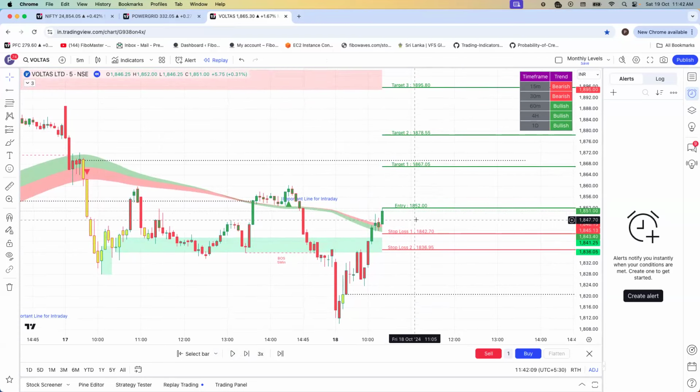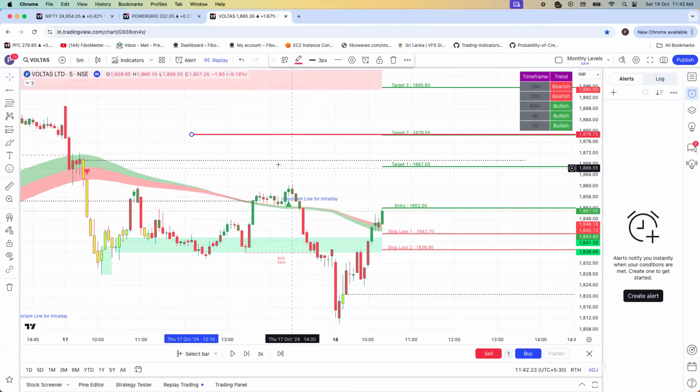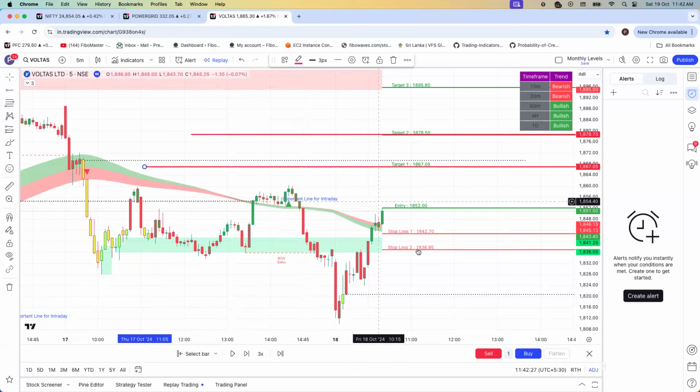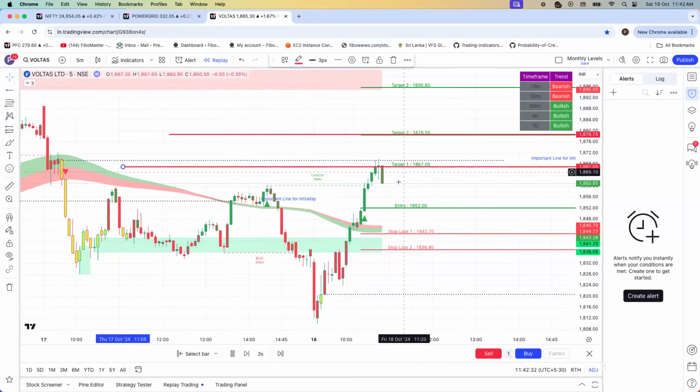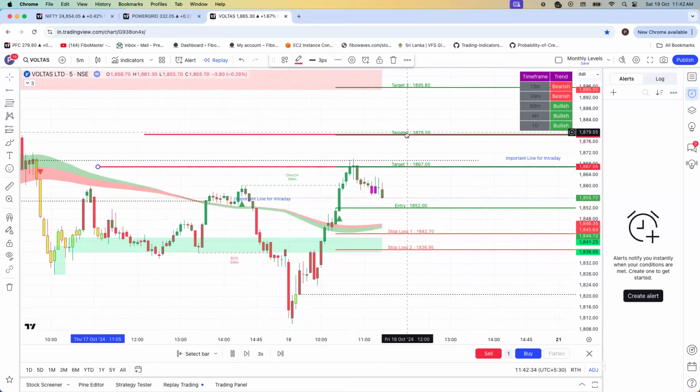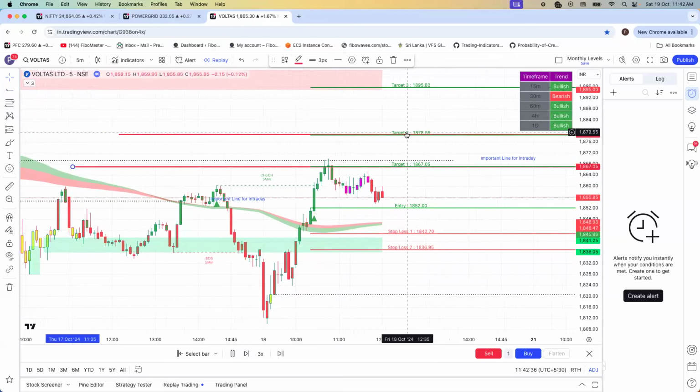What is the maximum target? 1878. Two levels. So what is the target? 1878, right? You're absolutely right. So 1878 is your target. It's like this, and this is your target. 1867 and 1878 is your target. So here, if you enter here, it'll go and hit the first target, and then go and hit the second target.